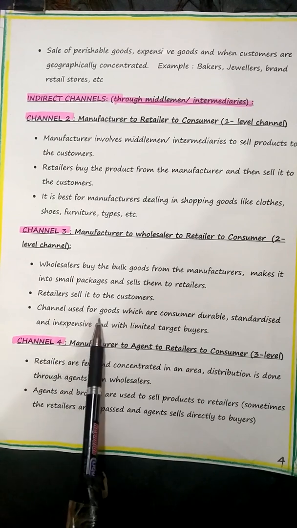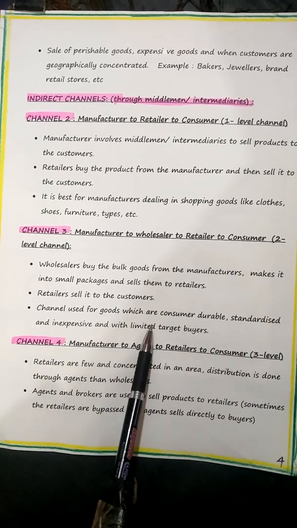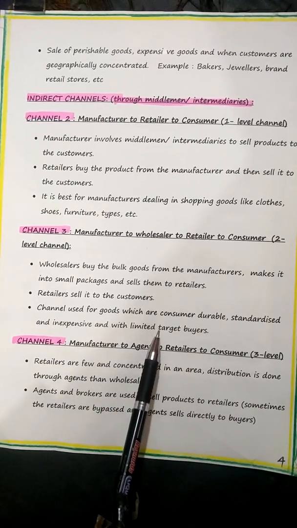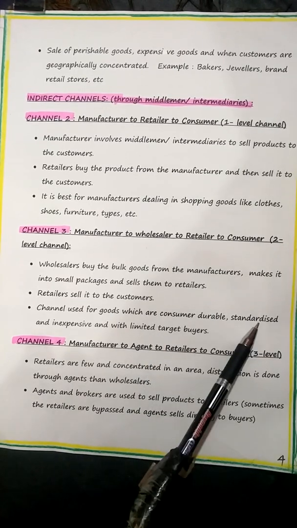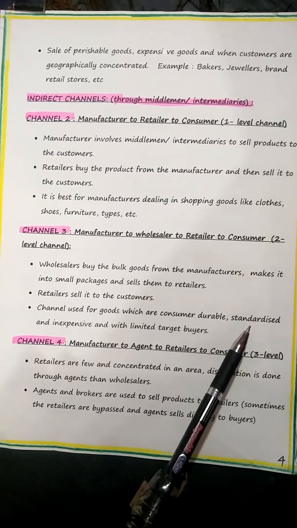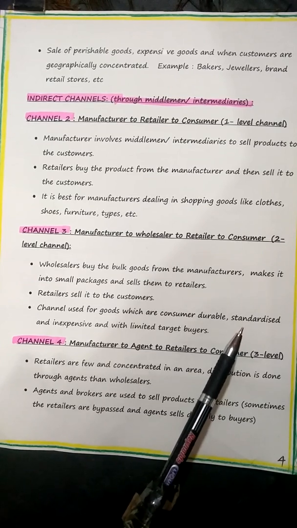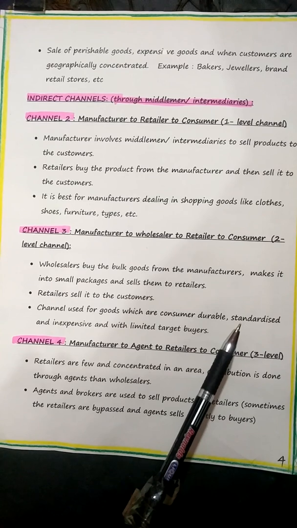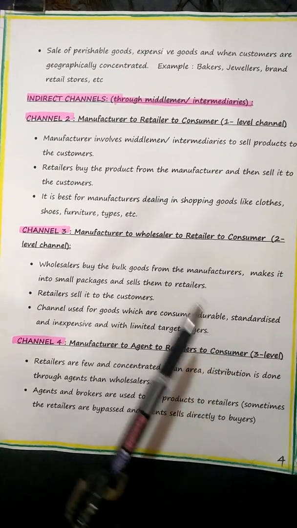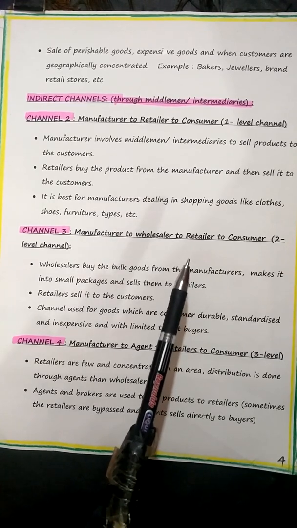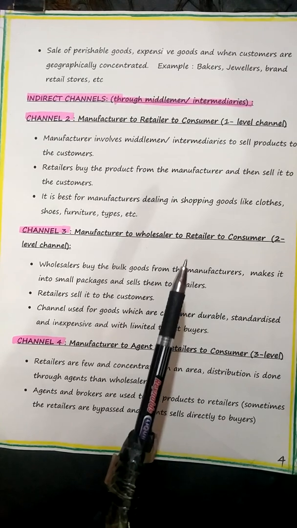This channel is used for goods which are consumer durable, standardized and expensive, with limited target buyers. Standardized is nothing but branded goods. So branded goods have a limited channel. The second one is mainly for sophisticated consumer durables, standardized products, expensive products with limited target buyers. So what is the third channel? According to the distribution channel, it's the second level channel, which means manufacturer to wholesaler, wholesaler to retailer, retailer to consumers.